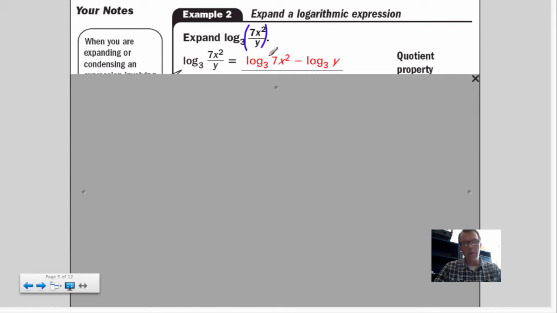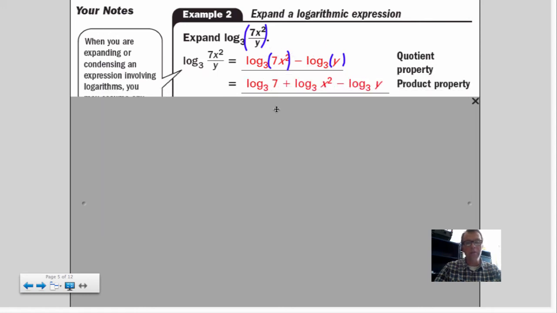This 7x squared that was on top is now written as minus log of the bottom, y. And you're kind of done with log of y. Now you've got to look at the 7 and the x squared. You can pull those apart using the product property, right? Log of 7 plus log of x squared would get you back up here to 7x squared.